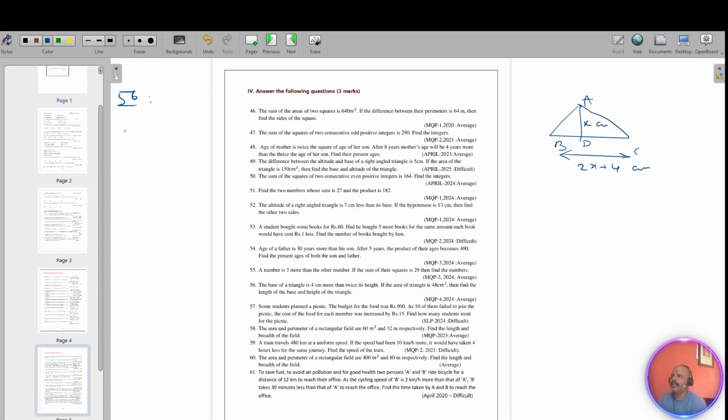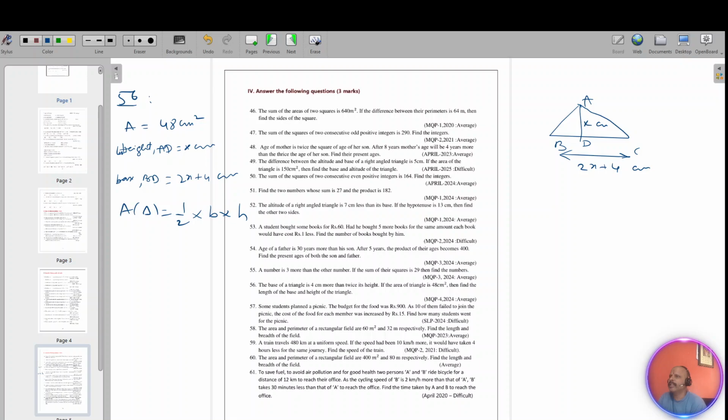You can solve it easily. The area is also given. See, area is 48 centimeter square. Height AD is x centimeter, and base BC is equal to 2x plus 4 centimeter. Therefore, the area of a triangle is given and you apply the formula. Area of triangle is half into base into height. You substitute the values. Half into base, which is 2x plus 4, into height, which is x.